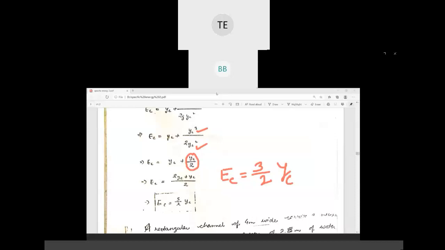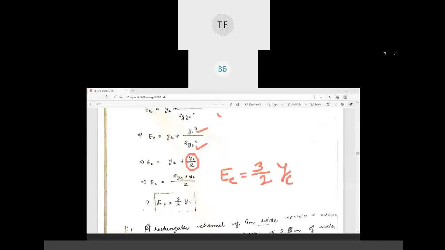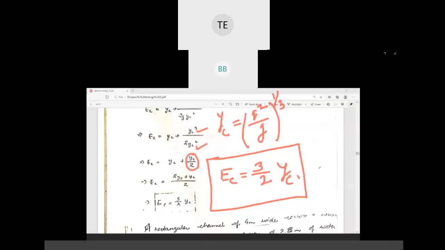Remember, this equation is only for a rectangular channel. So the YC value for a rectangular channel will be q square divided by g to the power 1 by 3, and EC is equal to 3 by 2 YC. This is the relationship between specific energy at critical depth and the critical depth of flow, that is 3 by 2 YC. These are the two equations we are going to use to solve numericals.